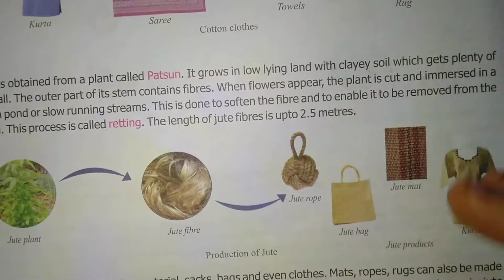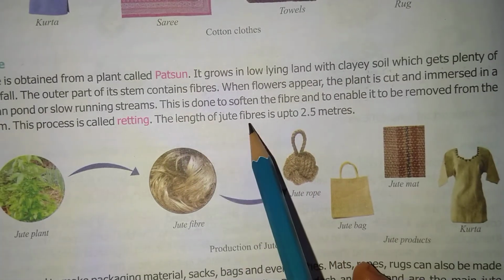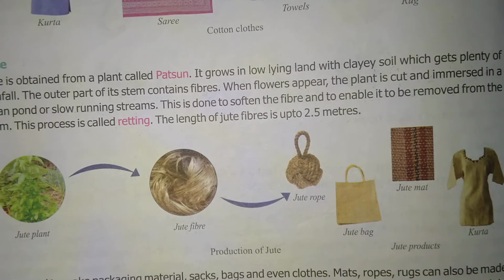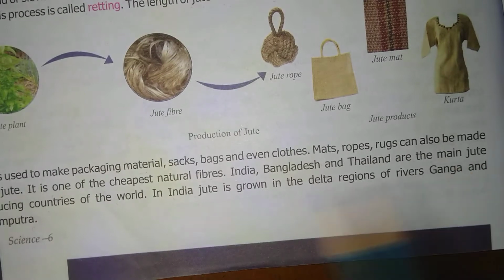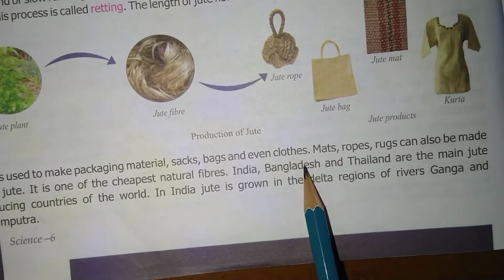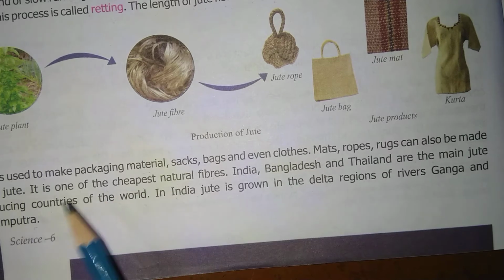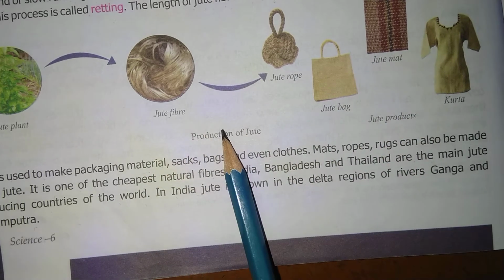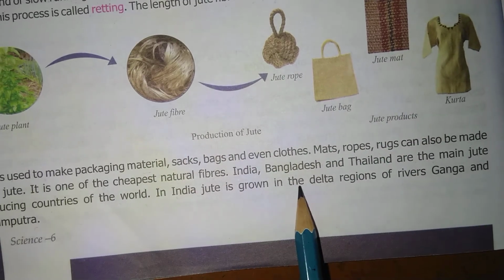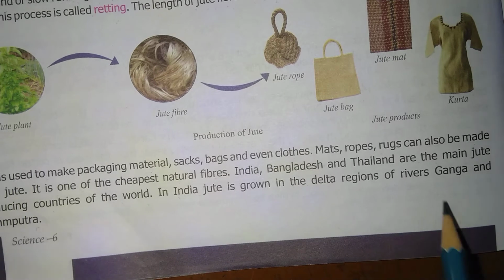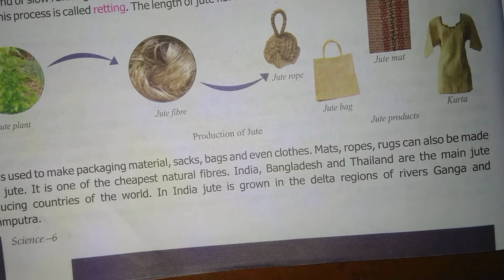Okay. The length of jute fibers is up to 2.5 meters. Jute is used to make packaging materials, sacks, bags and even clothes. Mats, ropes, rugs, these can also be made from jute. It is the cheapest natural fiber. India, Bangladesh are the main jute producing countries of the world. In India, jute is grown in the delta regions of river Ganga and Brahmaputra.